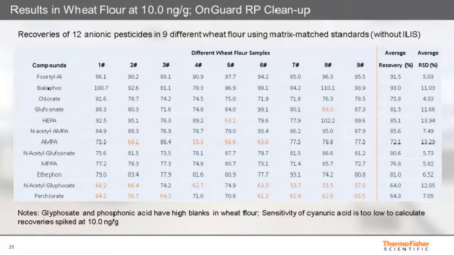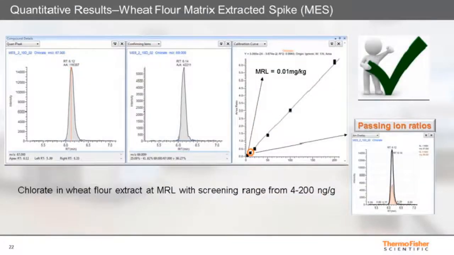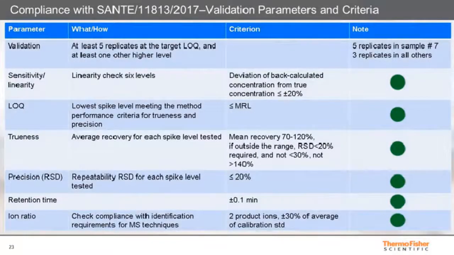Another issue encountered in our experiments was the fact that the residues of glyphosate and phosphonic acid appeared in the samples purchased, which further emphasizes the need for increased monitoring. This slide simply shows the quantification and identification of chlorate at the EU maximum residue level. The results for chlorate and all other compounds except those with high values in the blanks are fully compliant with the latest SANTE guideline criteria for method validation.